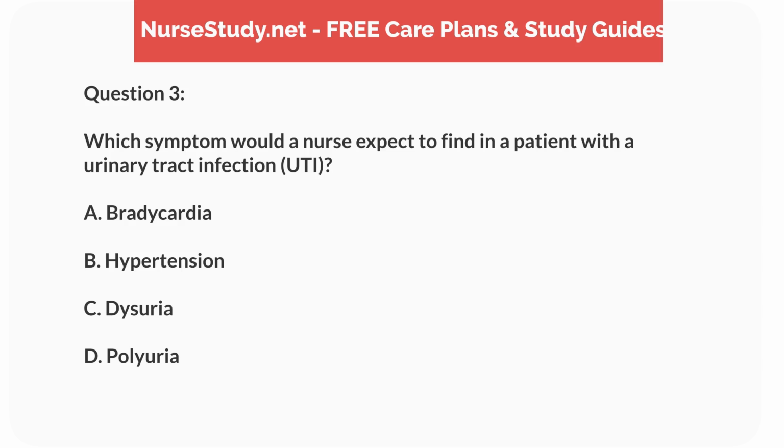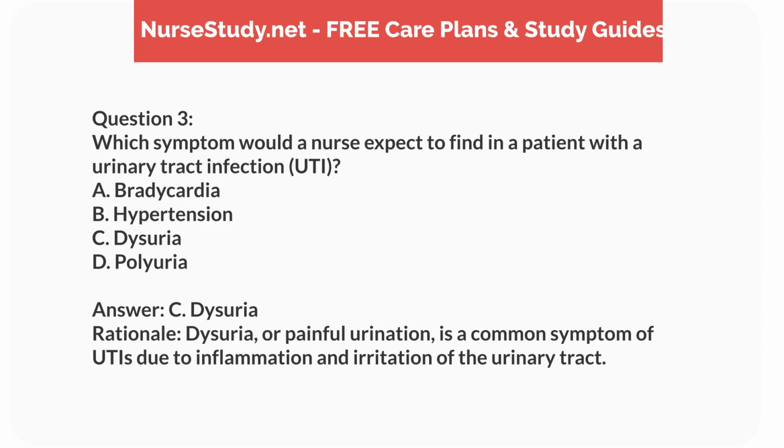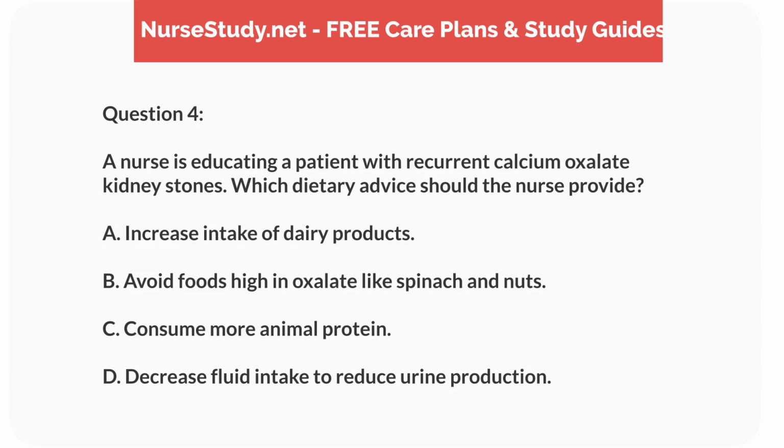Question 3. Which symptom would a nurse expect to find in a patient with a urinary tract infection, UTI? A. Bradycardia. B. Hypertension. C. Dysuria. D. Polyuria. Answer: C. Dysuria. Rationale: dysuria, or painful urination, is a common symptom of UTIs due to inflammation and irritation of the urinary tract.